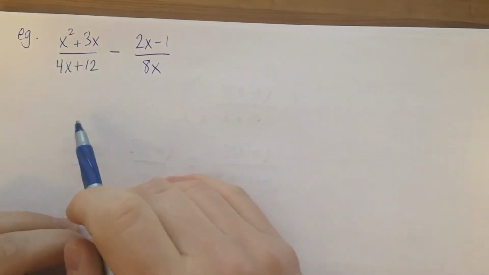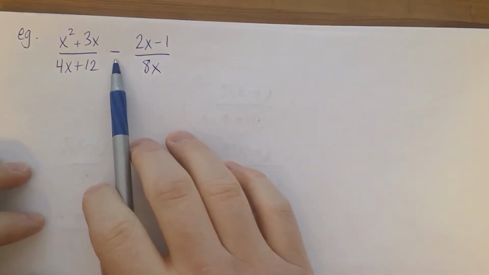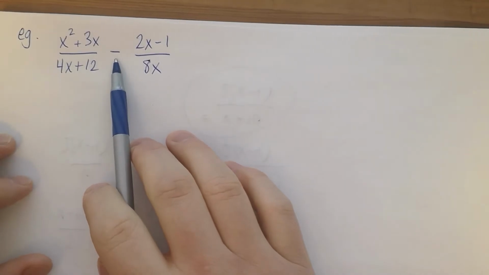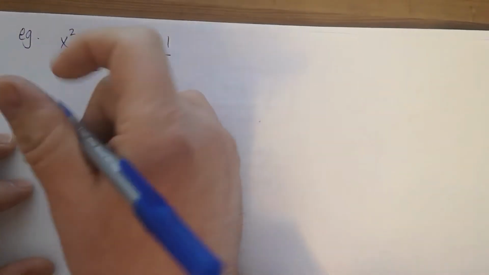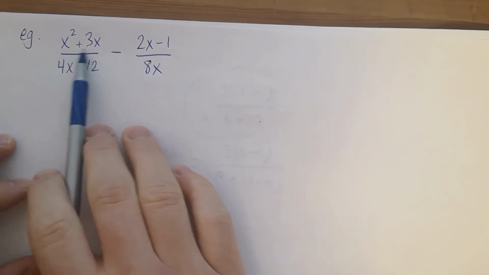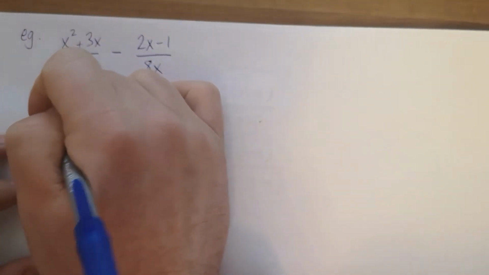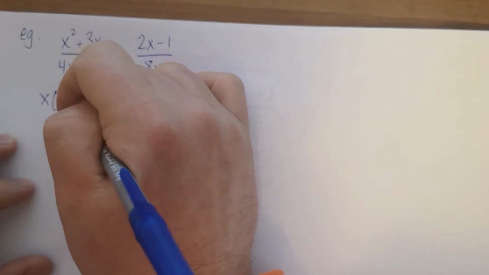Okay, I'm back with another example. This time we're going to be subtracting rational expressions, so make sure you see what happens when we get to that step. But we're going to start as we always do by factoring everything. So x squared plus 3x, I can factor an x out of both terms. I'm going to be left with x plus 3.